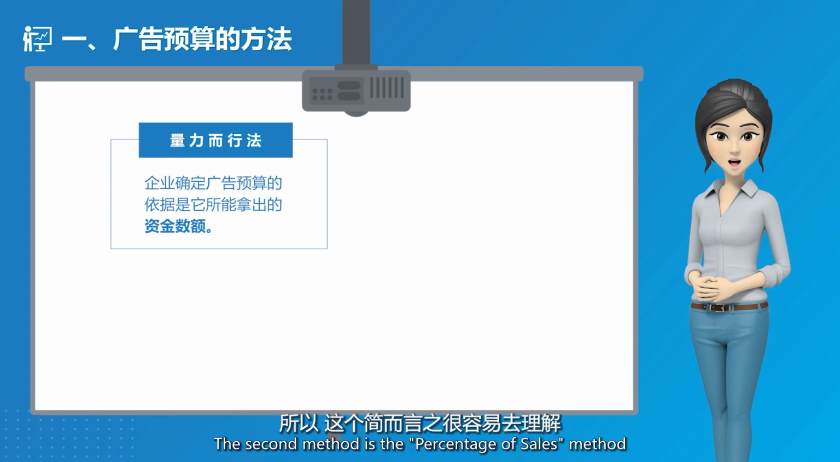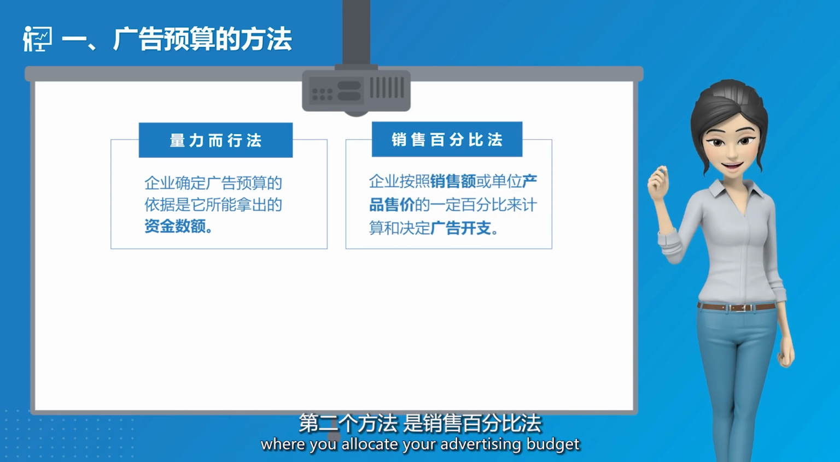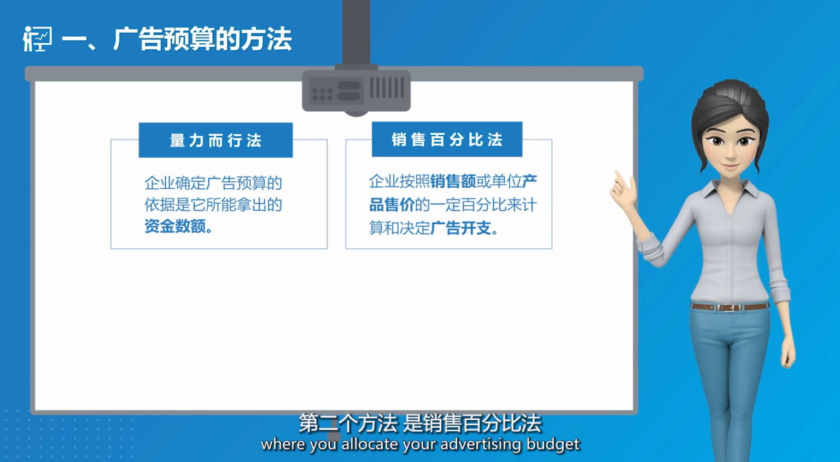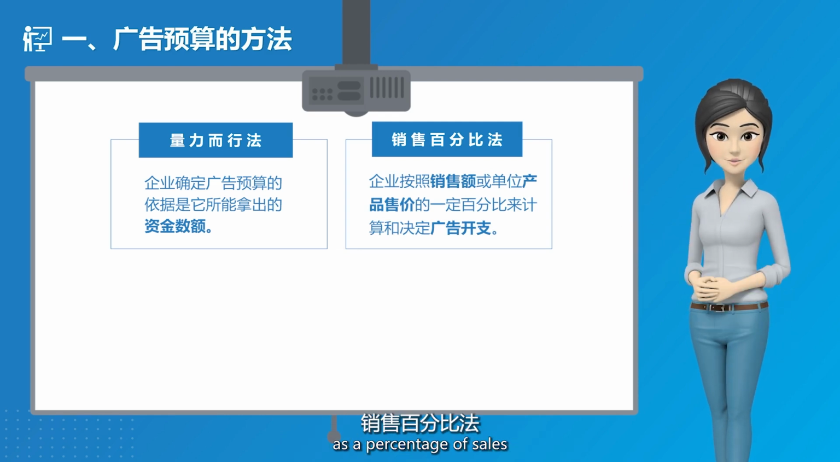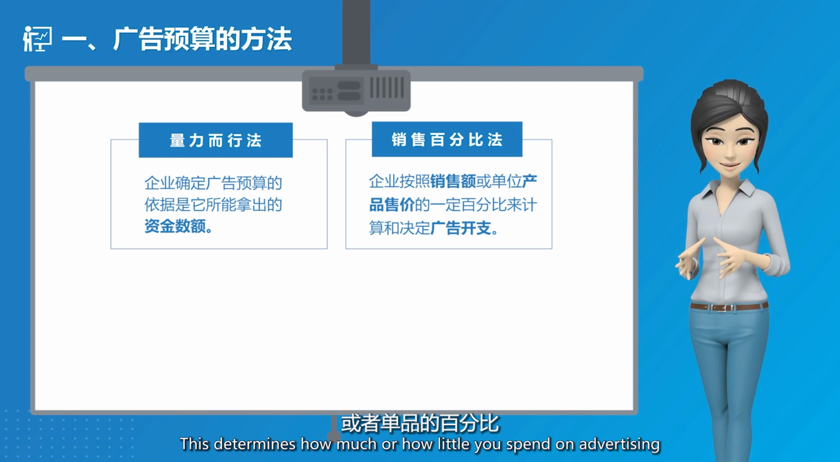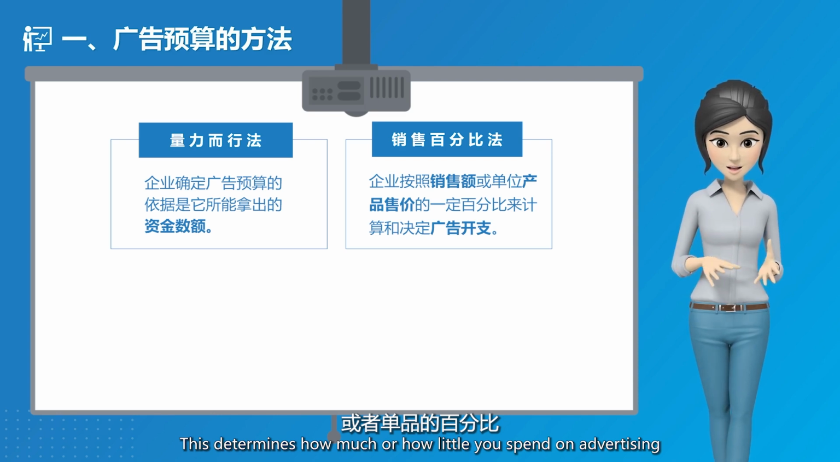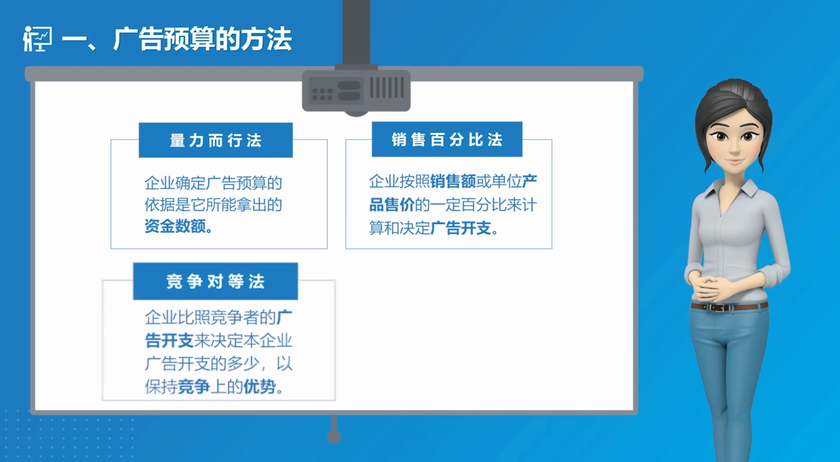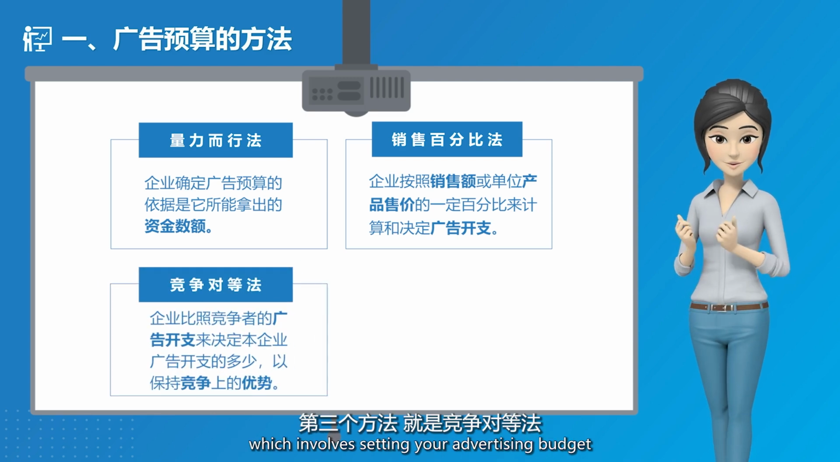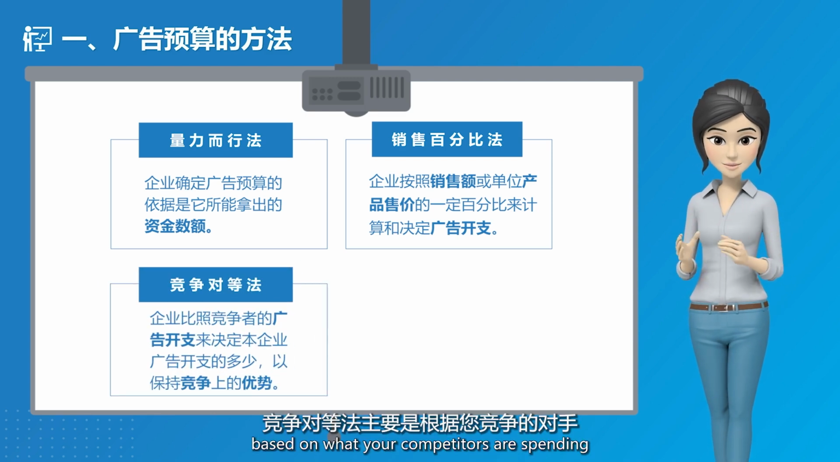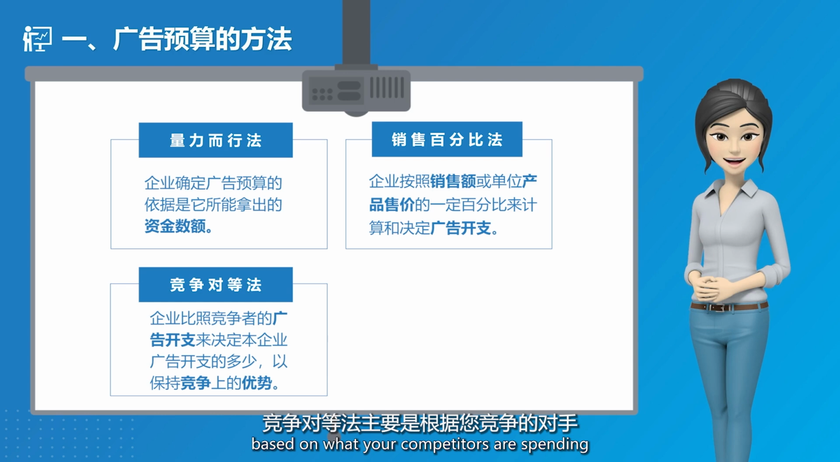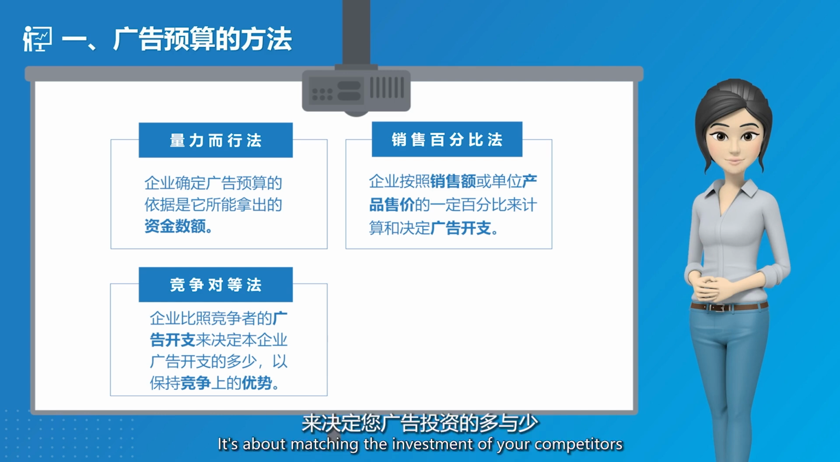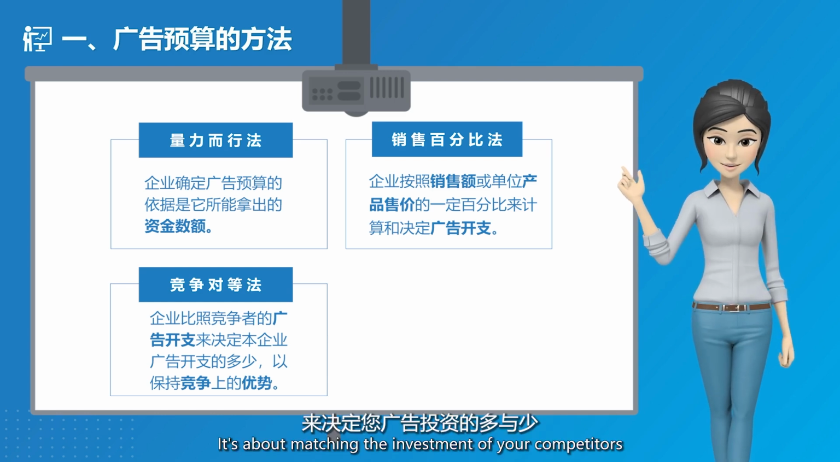The second method is the percentage of sales method, where you allocate your advertising budget as a percentage of sales, either overall or for a specific product. This determines how much or how little you spend on advertising. The third method is the competitive parity method, which involves setting your advertising budget based on what your competitors are spending. It's about matching the investment of your competitors.